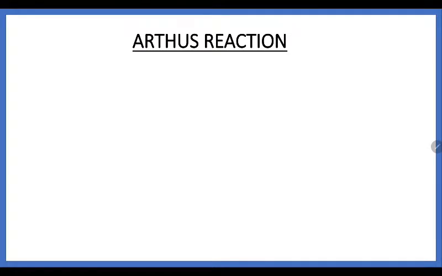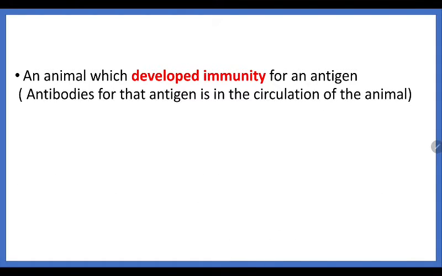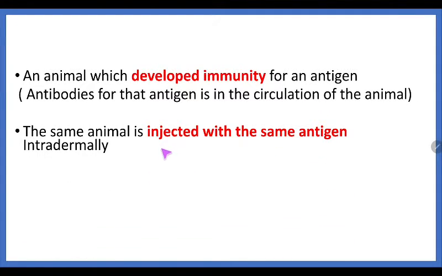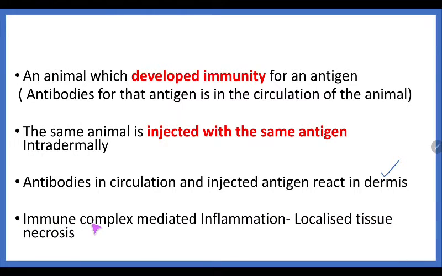Now coming to what is Arthus reaction, very simple. Now what we do is we take an animal, and that animal would have been exposed to one antigen and developed immunity. What is that developed immunity is, for that antigen that animal will have the antibody in the circulation. Now the animal will be again injected with the same antigen intradermally. It means the animal is already having the antibodies for the antigen in the blood, and again we are injecting the antigen. Now what will happen is that antibody in the blood will reach this antigen, will form complex, and then it forms dermal necrosis, immune complex mediated inflammation and localized tissue necrosis.